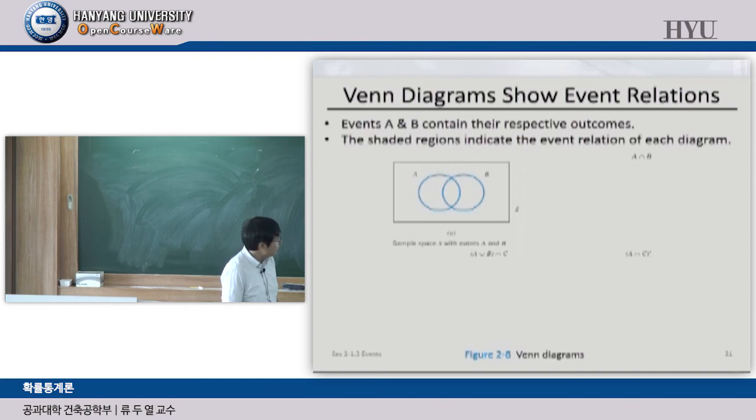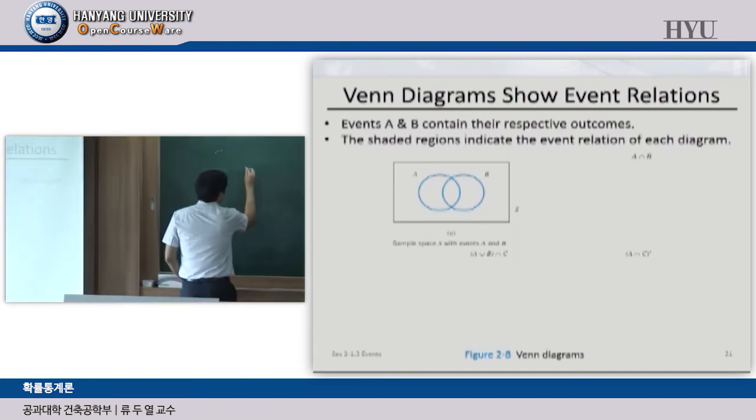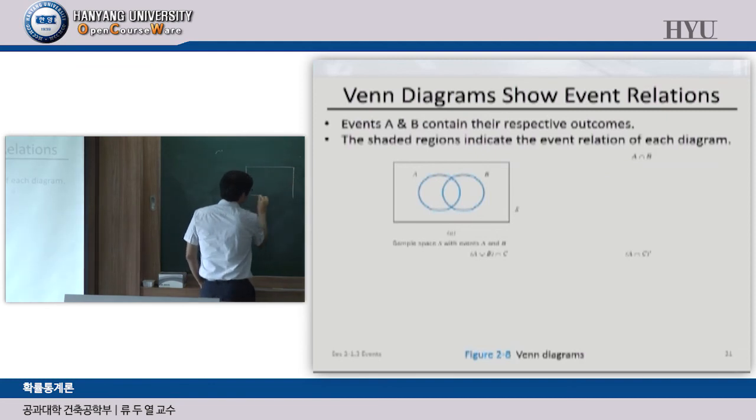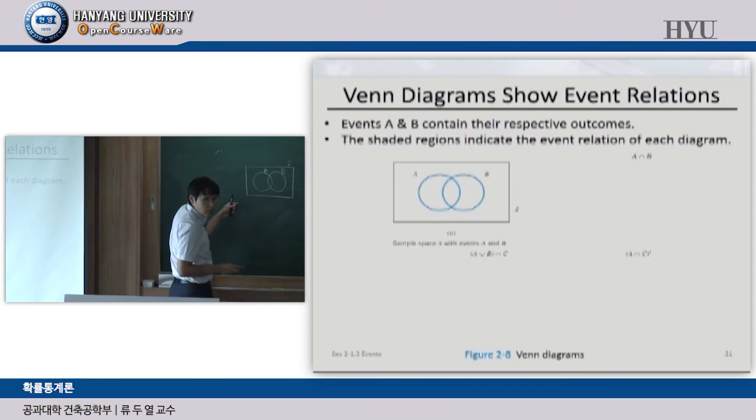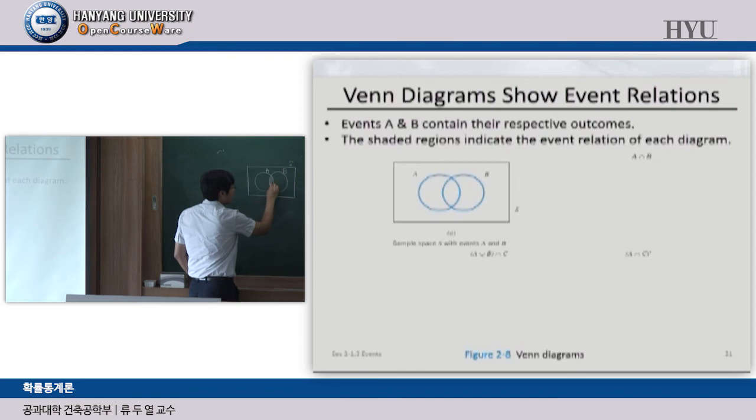And this is normally called the sample space. And this is the event A, and this is the event B. So what is the intersection of event A and event B? This is the sample space, this is event A, and this is event B. In this case, the intersection of event A and event B will be this shaded region, okay?